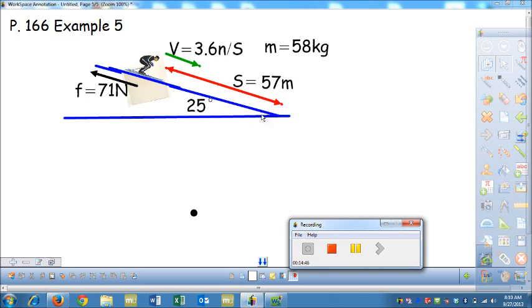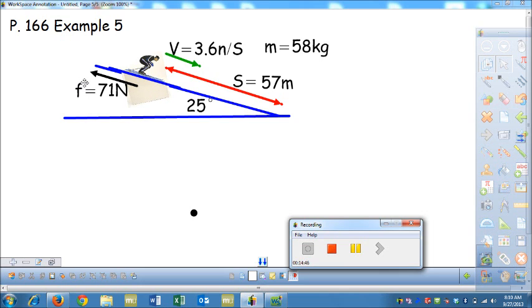Okay, distance 57 meters. So if we think about this problem in terms of what we've been learning so far, we know that if we know force, the net force, and distance, we can find work. And work is just final kinetic energy minus initial kinetic energy. So really the only trick here is that we need to find the force.